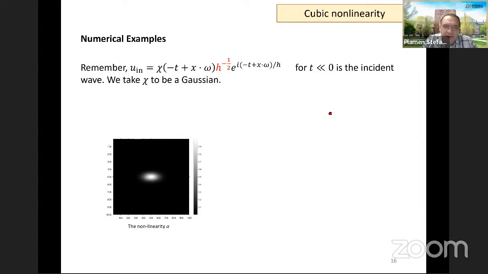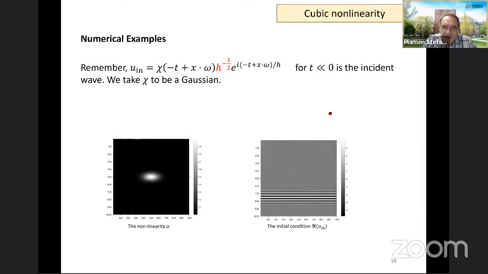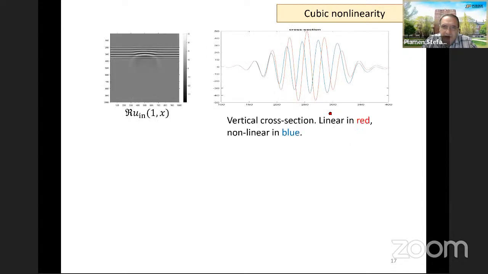So this is a nonlinearity. Just take it to be a Gaussian. And then this is the initial condition. It moves to the top. And then this is the real part of the solution at time 1, right? In other words, this is your data. The big T now is just 1. And then what I do here is just take a cross section of that and plot it here.